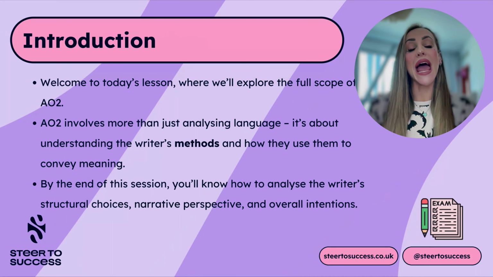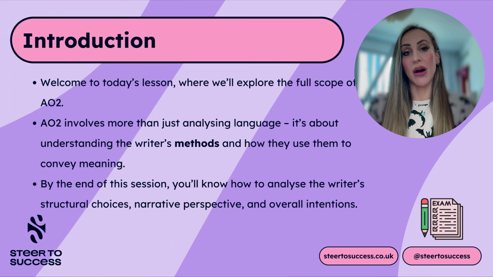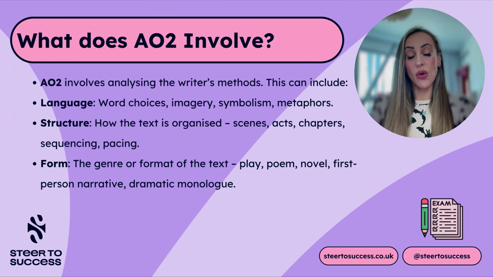Now, the examiners' reports every year, irrespective of the exam board, always talk about the fact that students rely too heavily on language analysis and neglect other elements of AO2. And AO2 is more than just analysing language. It's about understanding the writer's methods, so anything that the writer has done to achieve their aims, and then how they use them to convey meaning. By the end of this session, you'll know how to analyse the writer's structural choices, narrative perspective, and overall intentions. So what does AO2 involve then, you might be asking?